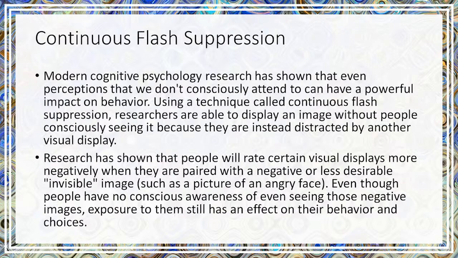Conscious flash suppression. Modern cognitive psychology research has shown that even perceptions that we don't consciously attend to can have a powerful impact on behavior. Using a technique called continuous flash suppression, researchers are able to display an image without people consciously seeing it because they are instead distracted by another visual display.